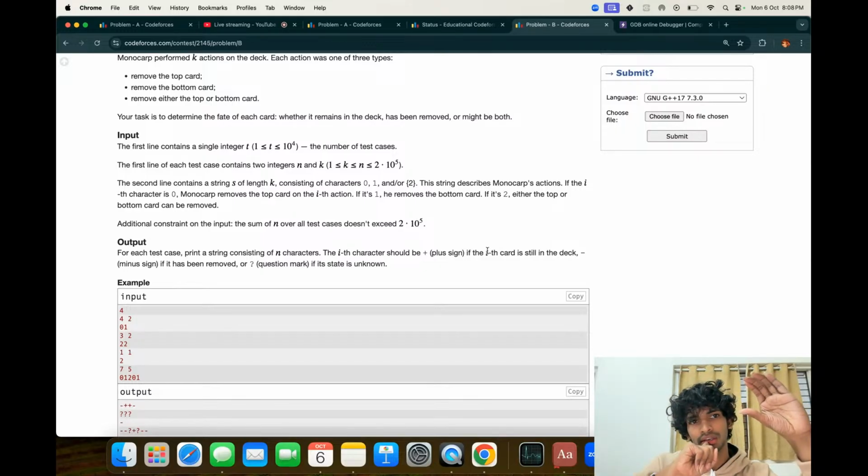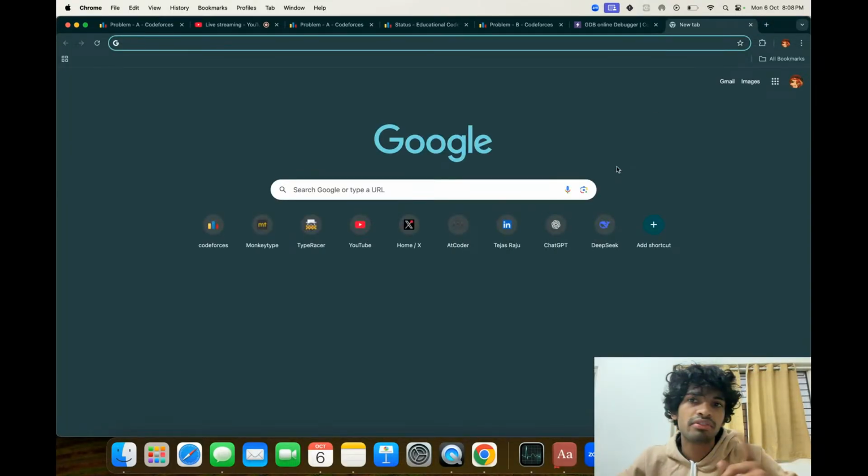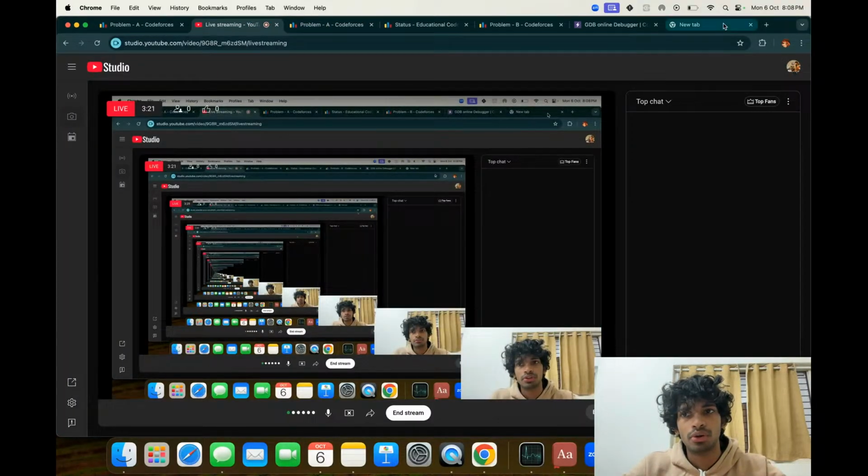But if you notice, see the diagram, something in between must be removed. Okay, something in between must be removed. If you notice that.